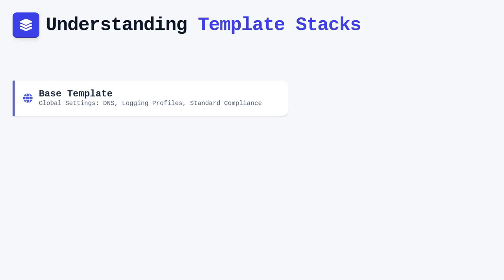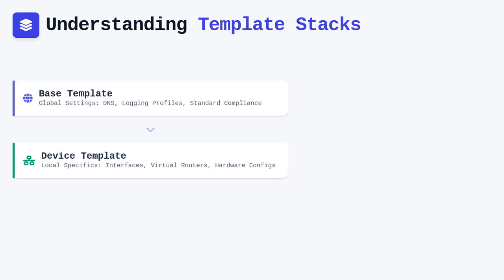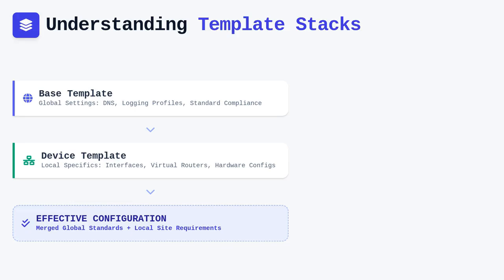You can define a base template that applies standard DNS, logging profiles, and global settings to every firewall in your organization. You then attach a second template to the stack that contains the interface specifics or virtual router configurations unique to a particular site or hardware family. Because the stack processes these templates in order, the device receives a merged configuration set that adheres to both global standards and local site requirements.